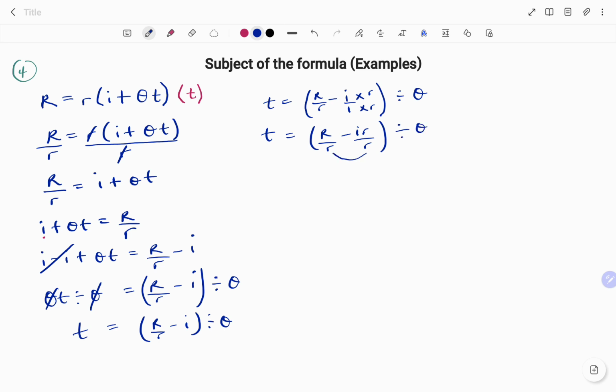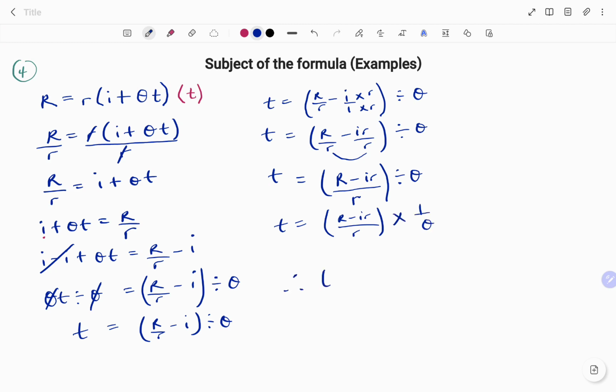Now the denominators are the same. I can put them together. I have in brackets capital R minus Ir, applying the rules of fractions if you're adding or subtracting, divided by theta. Now I can change my division sign to multiplication, and then I swap my right hand side. Over r, this is going to be times 1 over theta. So therefore, my t is going to be R minus Ir, that's times 1. So I have the same thing over r theta.